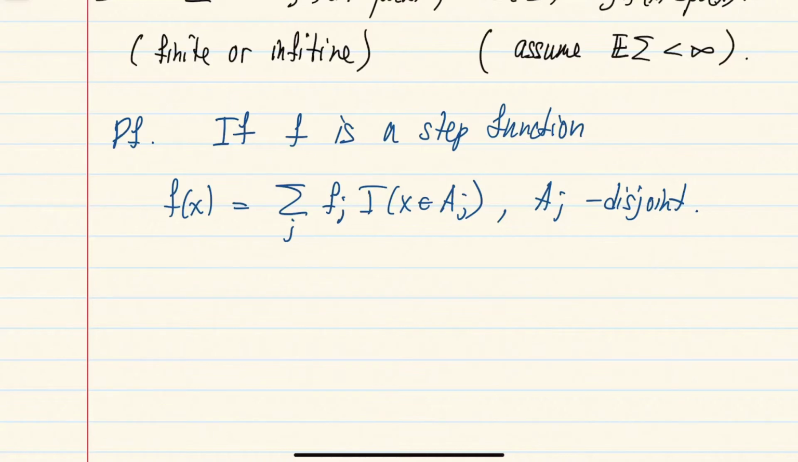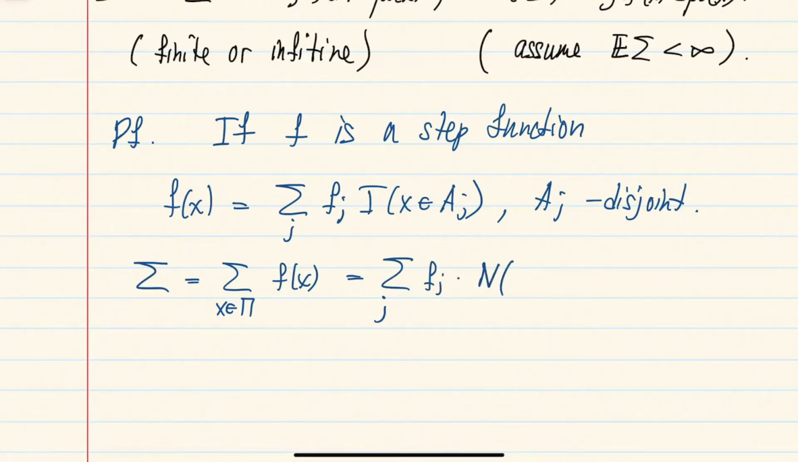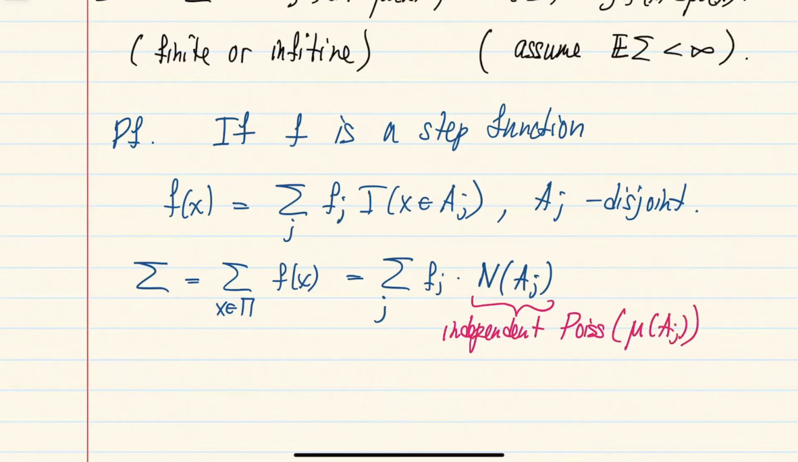Okay, because we can represent this random variable sigma, given by the sum over all points in our process of f of x, as a sum over j of the value f of j times the cardinality of our Poisson process inside the set aj. And we know that these are independent Poisson, and the mean of each Poisson is just the measure of the set aj.